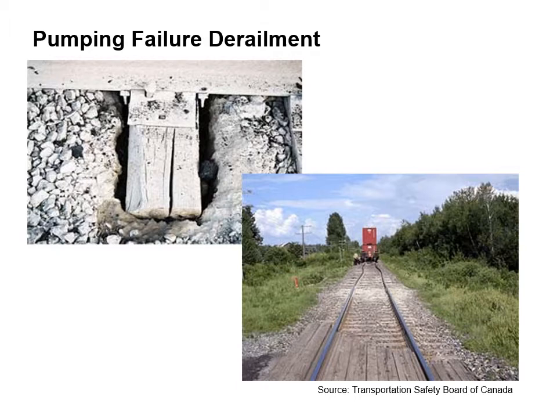So pumping failure can cause derailments. Here we can see two photographs from the Transportation Safety Board of Canada, where we can see a defective track which has eventually led to a loss of gauge and a derailment.